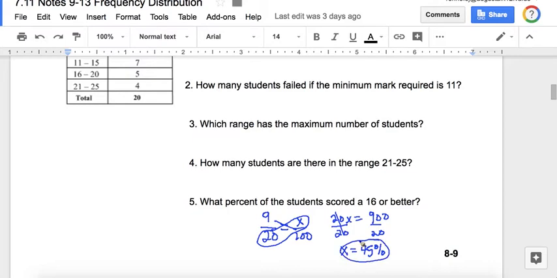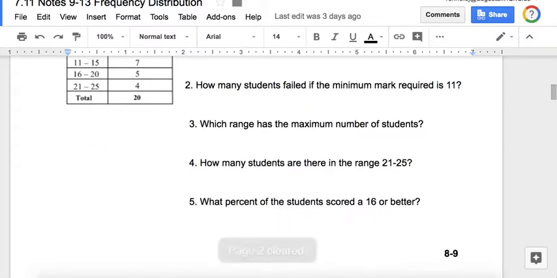So remember, another way to do it would be to just do 9 divided by 20 in your calculator, which would give you 45 hundredths, and then move it 2 to the right to change it to a percent, and you would still get 45%. Okay, turn the page.